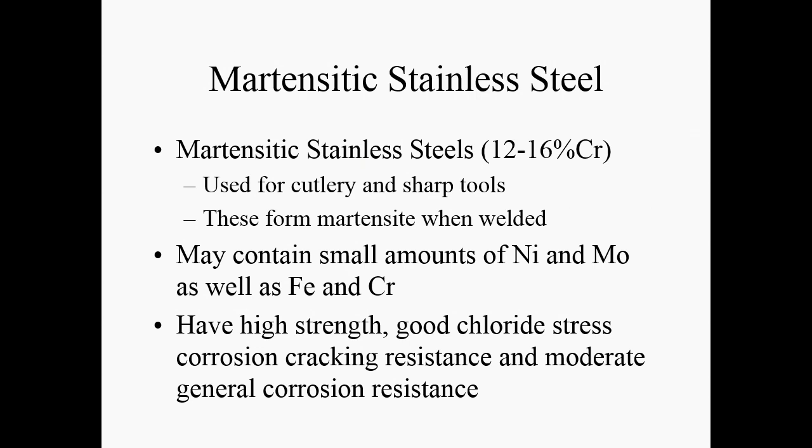They form martensite. Because at 12 to 16% chromium, the carbon equivalent is very high, and the ease of forming martensite is very, very good. So basically, you heat them up, and when you weld them, they form martensite, and it's almost impossible to stop. So these steels sometimes have nickel and molybdenum, as well as the iron and chromium. They have high strength, they've got good chloride stress corrosion cracking resistance, moderate general corrosion resistance. So you might say, well, these could be okay, but they're martensitic, so they're very brittle, and that is a problem.